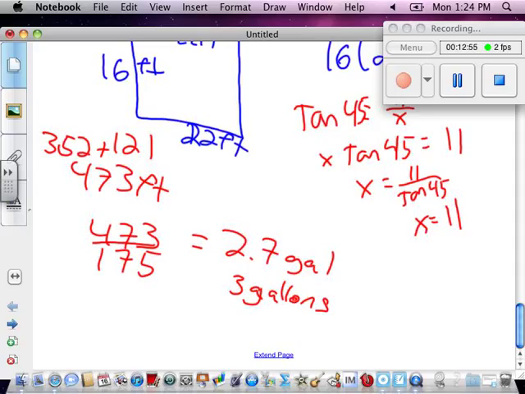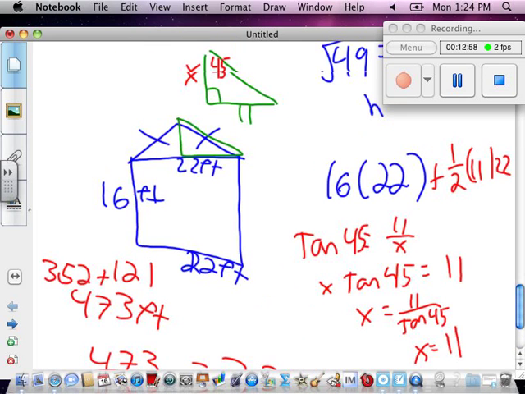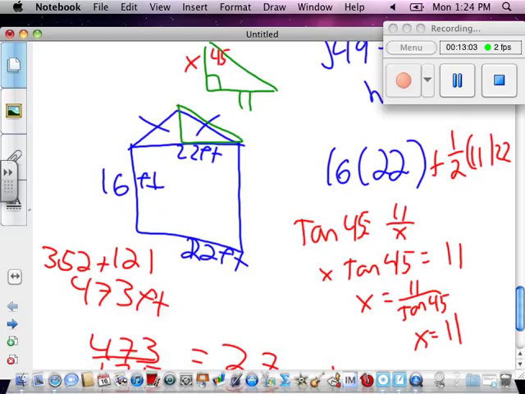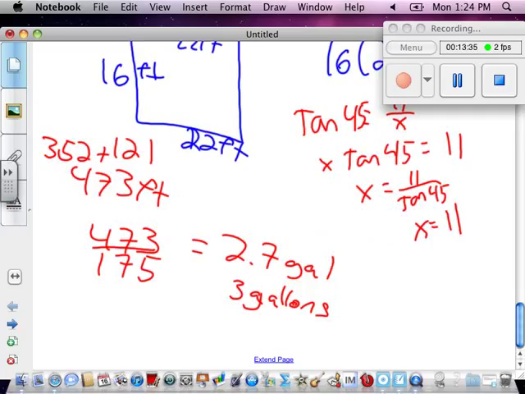Okay. So I'm going to walk through how we did this problem because it took a while. First, it was pretty easy to figure out the rectangular part. We did 16 times 22. The triangle part was hard. We had to figure out what the triangle was. We assumed that our missing number up here was 45, so it's a 45-45-90 triangle. We used the tangent function to find that x is 11. So that's the height. Then we took the height and plugged it back in, did 1/2 the height times base, added it to the rectangular part, and we got 473 square feet.